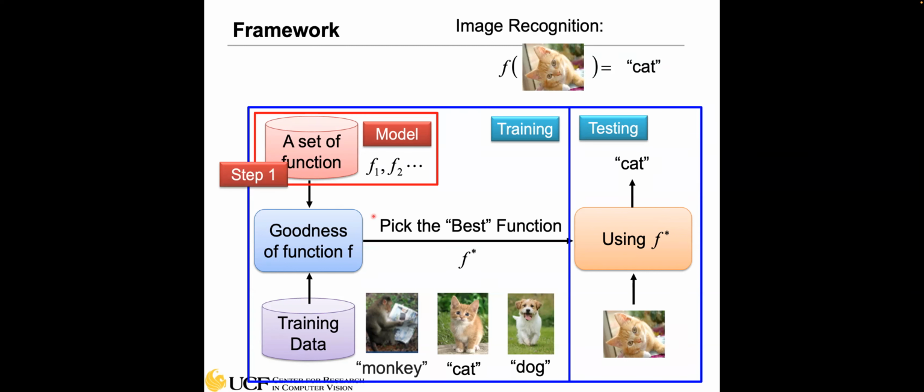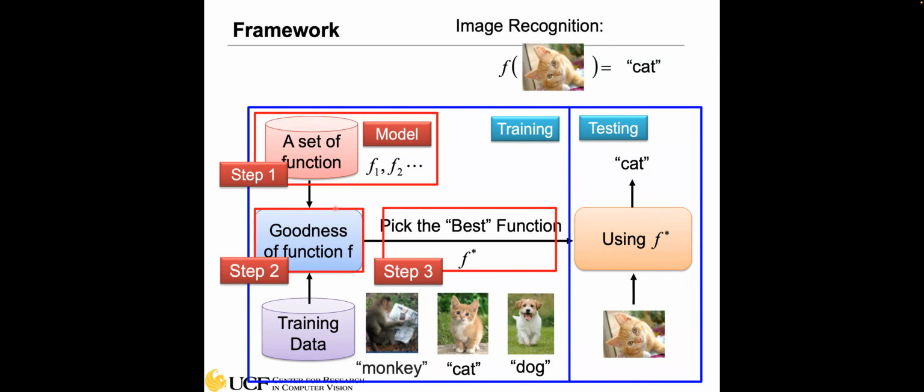So just to sum up, for the training phase, we have a collection of functions and we use the labeled data to measure how good each function is. And we want to pick the best one to use during the test phase.